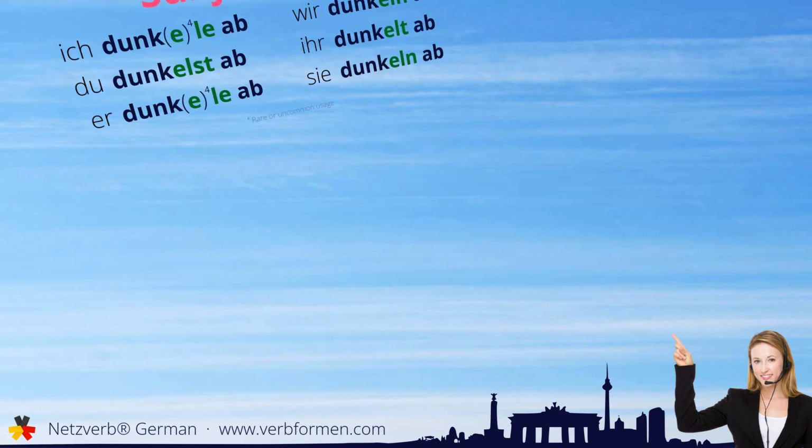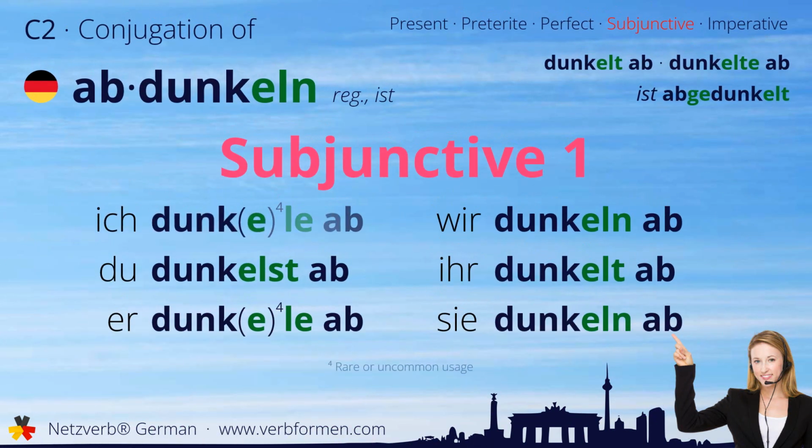Next up is the subjunctive one. Ich dunkle ab. Du dunkelst ab. Er dunkle ab. Wir dunkeln ab. Ihr dunkelt ab. Sie dunkeln ab.